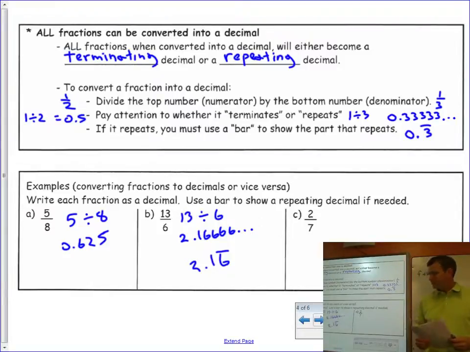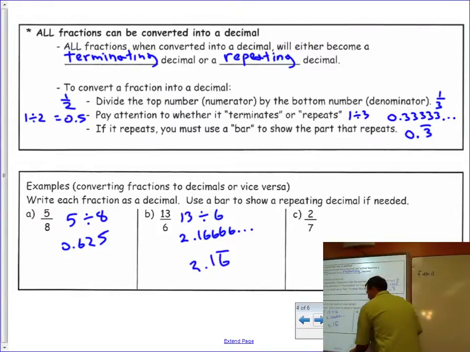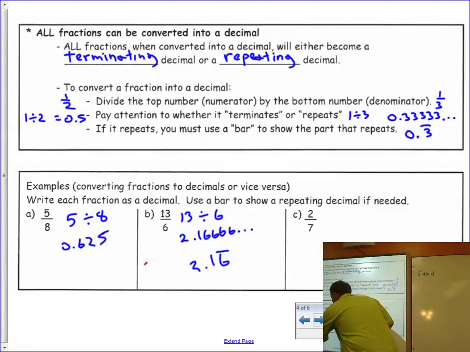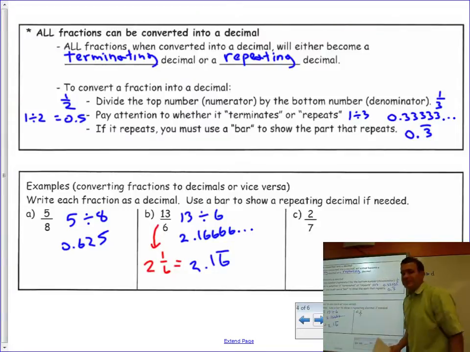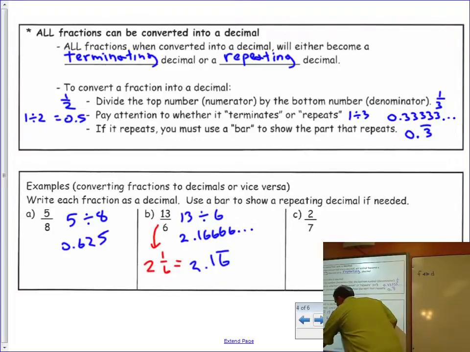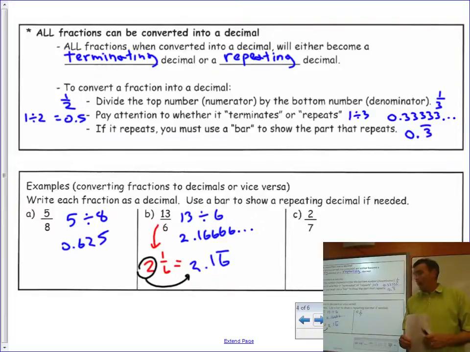All right? One thing I'd like to point out here, 13/6 is the same as the mixed number 2 1/6. If you encounter a mixed number, notice the whole number part of the mixed number comes to the left of the decimal, and the fraction, the 1/6, comes to the right of the decimal.